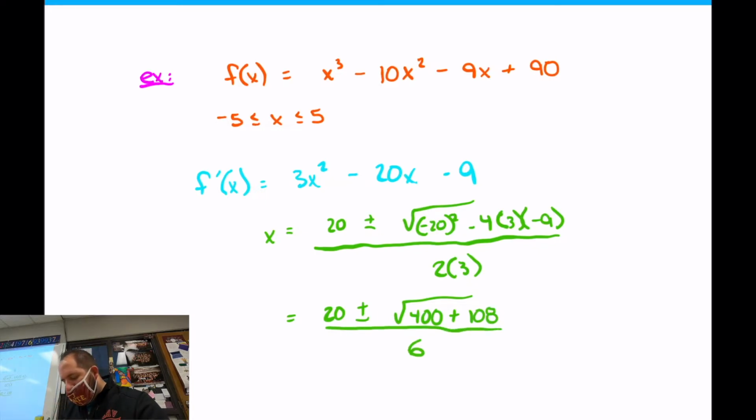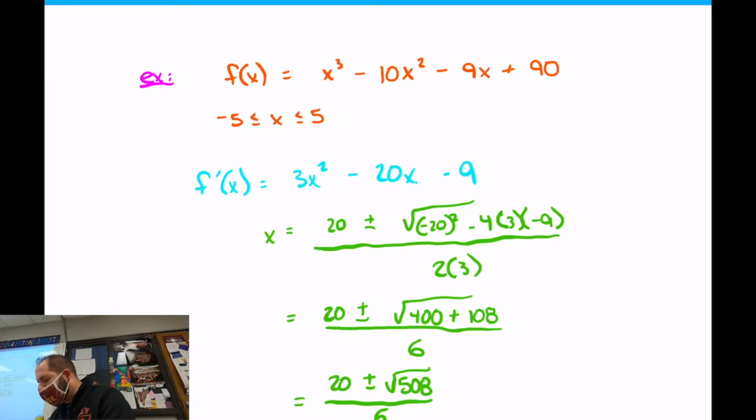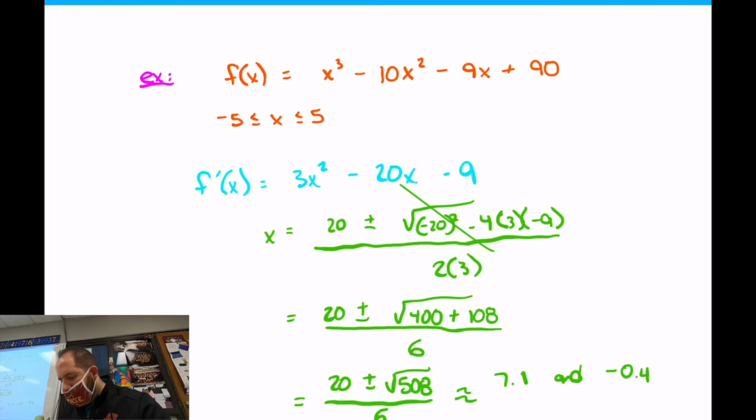So that's pretty much why it wasn't factorable. This turned out to be the square root of 508, and that is not really factorable, so that's why I couldn't factor it apart. Now, the potential numbers there are those two numbers. If you want to type it in your calculator, 20 plus the square root of 508, and then divide by 6. One of the numbers is 7.1, and the other number, if I take 20 minus the square root of 508, divide that by 6, I get negative 0.4.